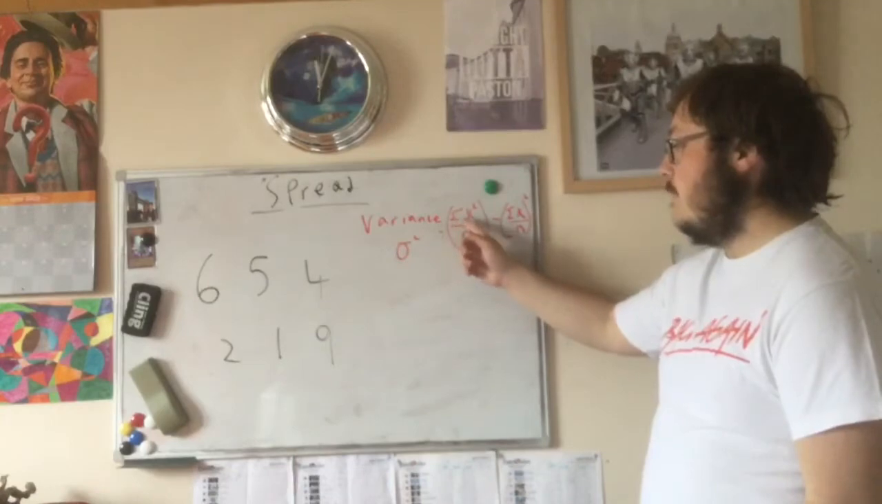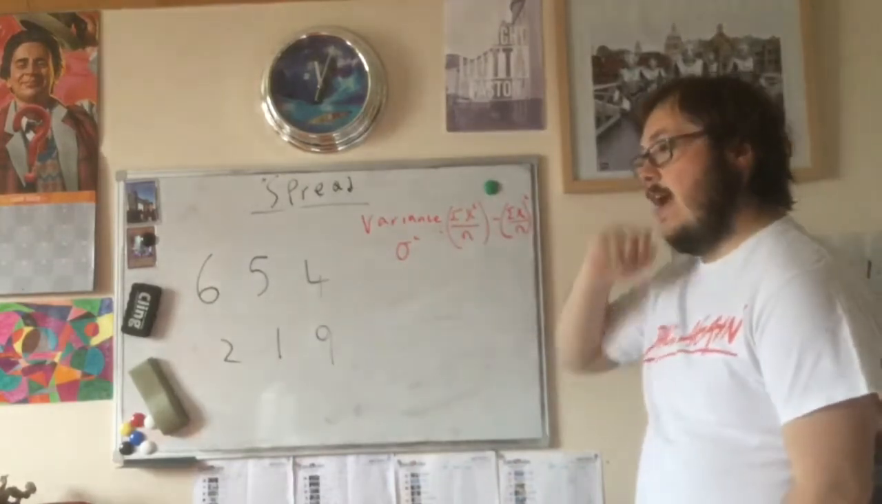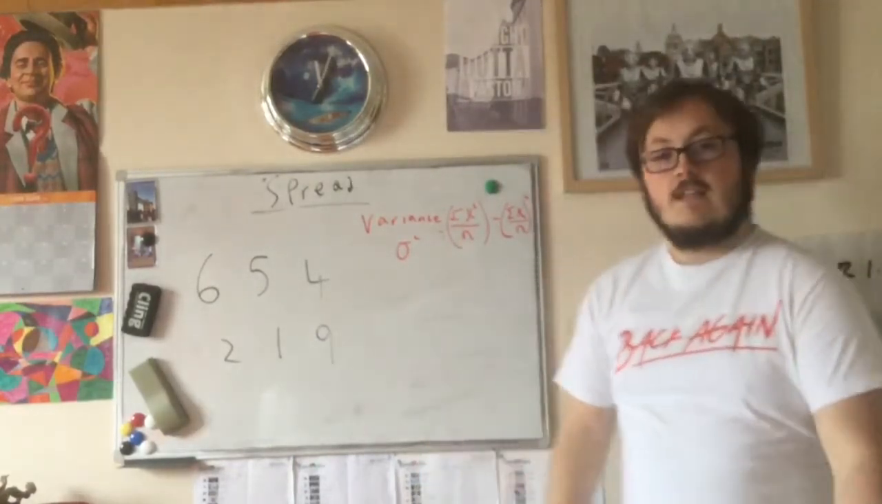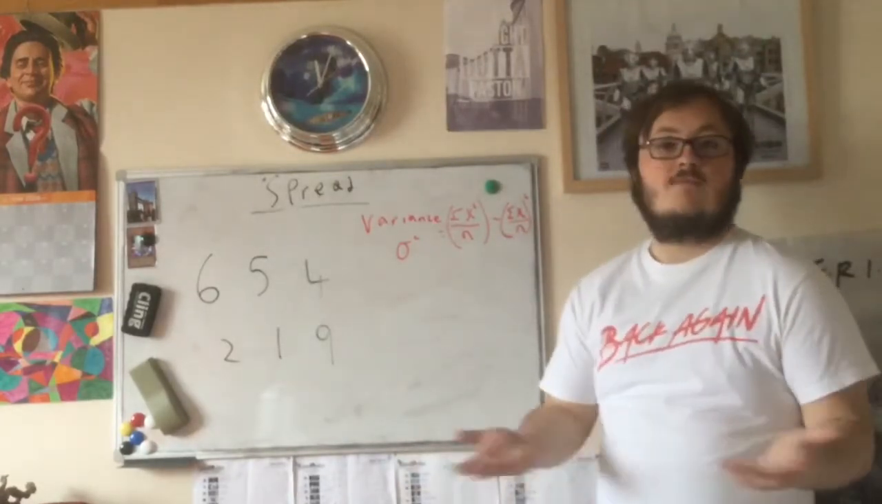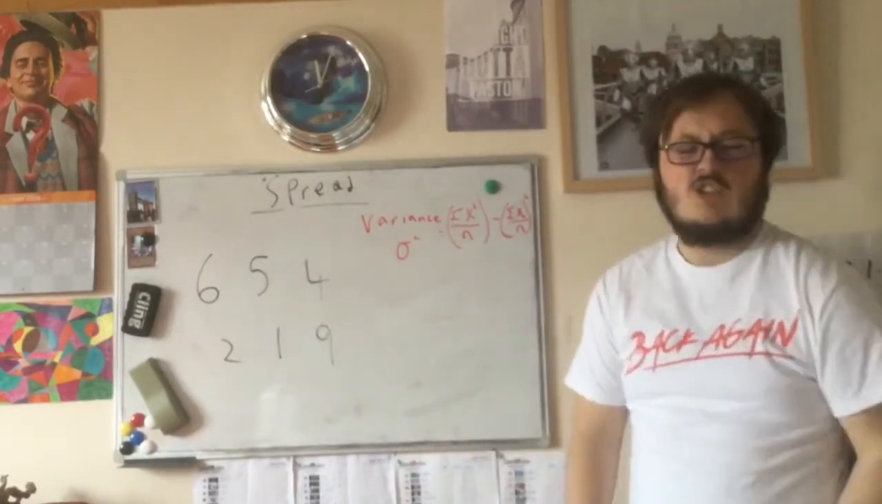And that is the sum of our data squared divided by n. So let me now show you what I mean, because for all you know, I could be talking random gibberish right now. So it's better if I just show you.